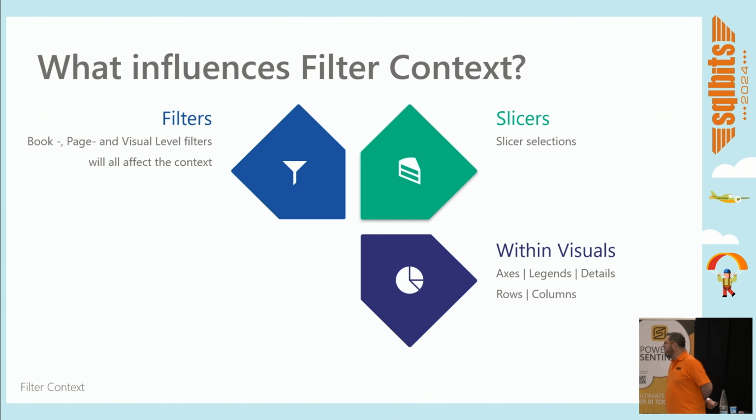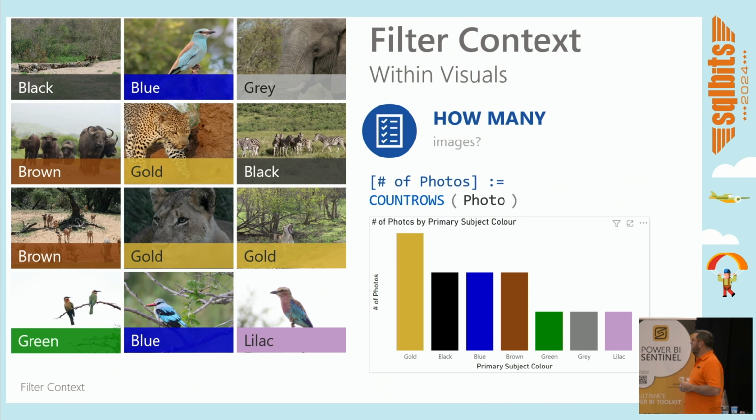Okay, so what else can now influence filter context? Well, within our visuals, we have multiple filter contexts at all times. Remember I said at the beginning, every single data point has its own evaluation context. So if you have a graph that has an axis, a legend, and details on it, you are going to have multiple filter contexts present in that graph at all times. Let's have a look. What does that mean?